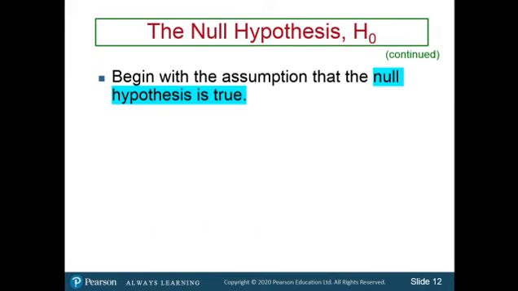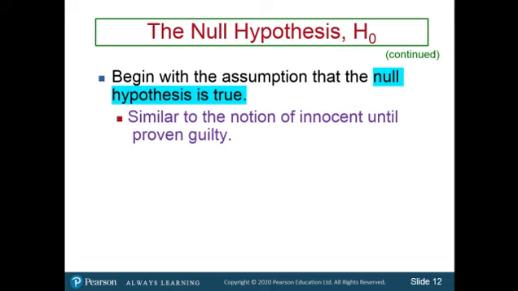So the null hypothesis begins with the assumption that the null hypothesis is always true. This is very similar to the notion of innocent until proven guilty. If you take somebody to court, the accused person is not guilty until proven.